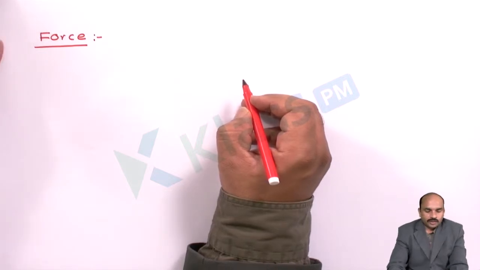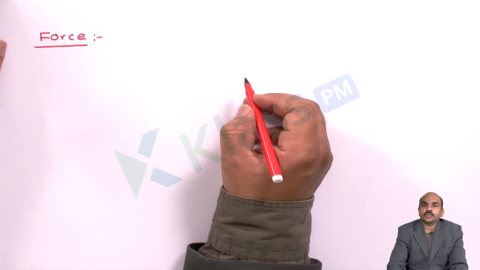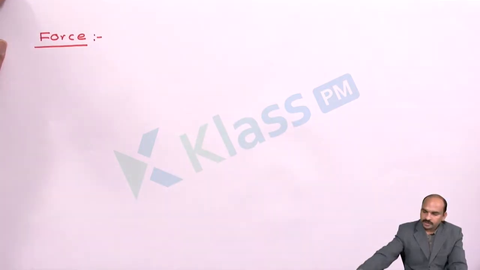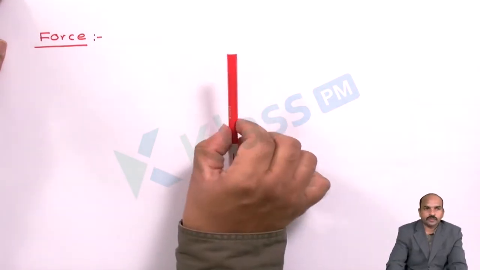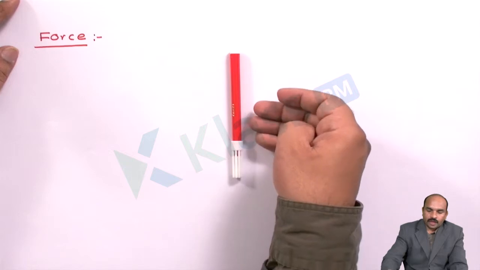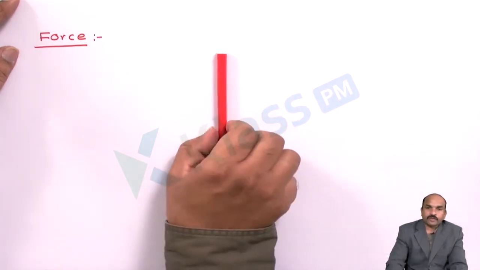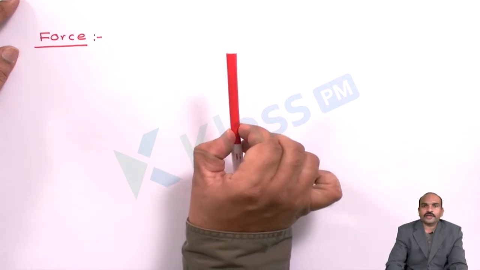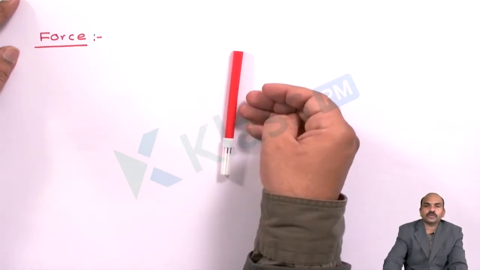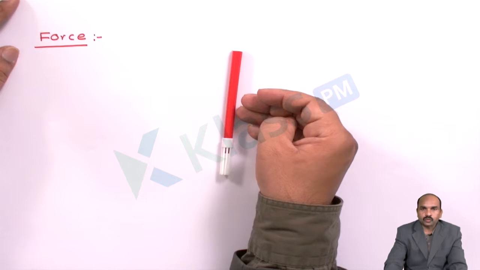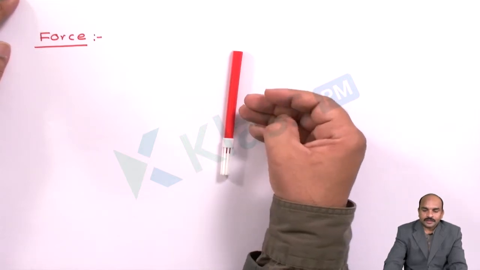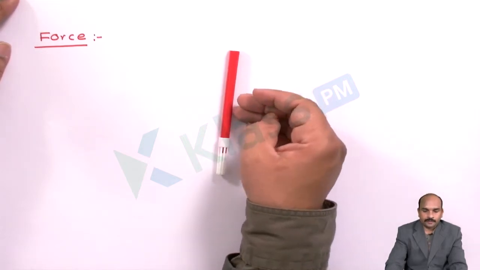So force is any external agent which changes the position of the body or which will try to change the position of the body. So for example, let's take an object. Let us say this is one body. When I apply force, it is trying to move. Suppose the weight of this object is very high, when we apply the force, it will try to move. Means the force tends to move this body.